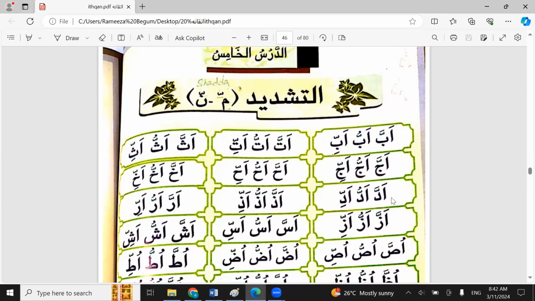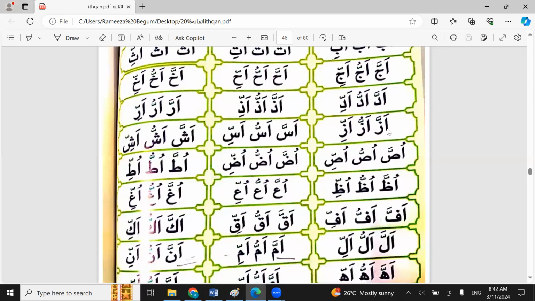Now we have the dal letter, where first we have to read as if there is a sakin dal. Ad, da, ad, du, ad, di. Ad, da, ad, du, ad, di. Ar, ra, ar, ru, ar, ri.